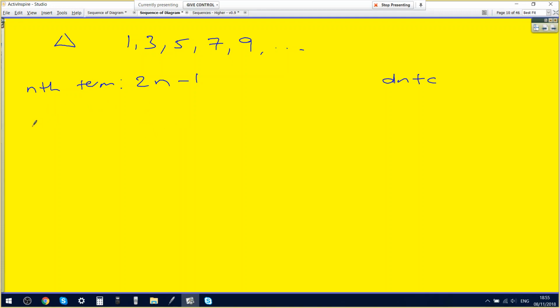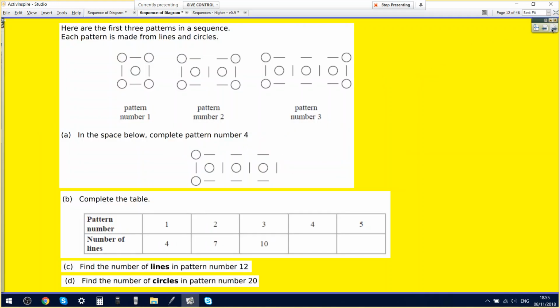We want pattern 9. How many triangles are in pattern 9? 17. That's it, that's all there is to it. And so you can use this nth term even for pictures as well. Let's do it for this one. We'll skip straight to the table. What will be the 2 blanks there?